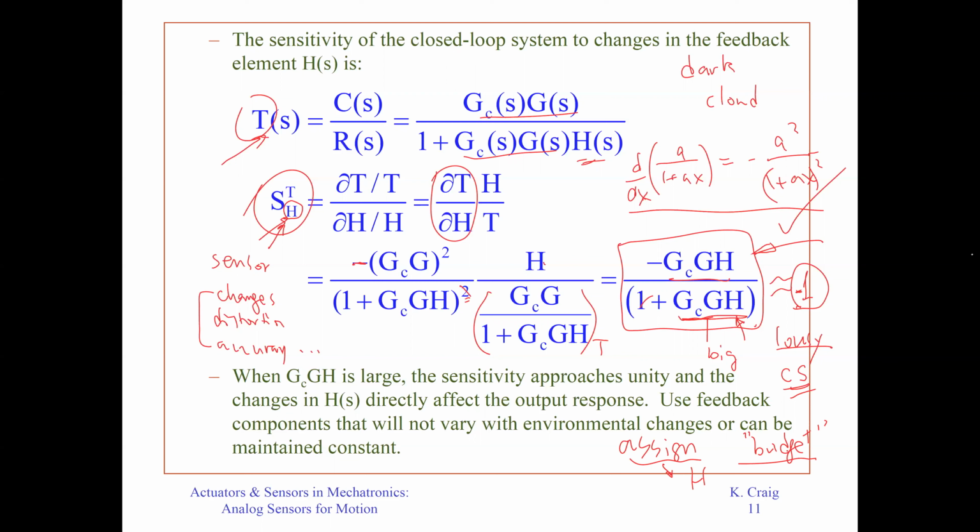You don't want to buy sensors 10 times more accurate than you really need. That's a waste of money. Yet you cannot expect your system performance to be better than the sensor's. No way, this equation basically says that. I like that. So mathematical derivations can give you insight.